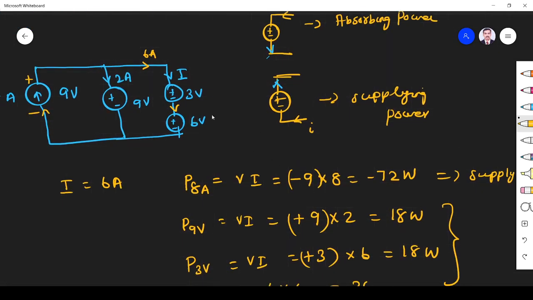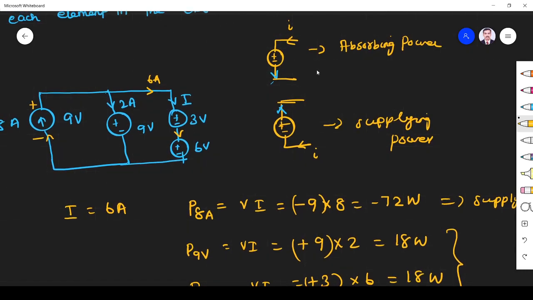V must be negative if current enters through the negative terminal, and current entering through the negative terminal means it is supplying power. Don't forget this convention. Current enters through the positive terminal, absorbing power. Current enters through the negative terminal, supplying power.